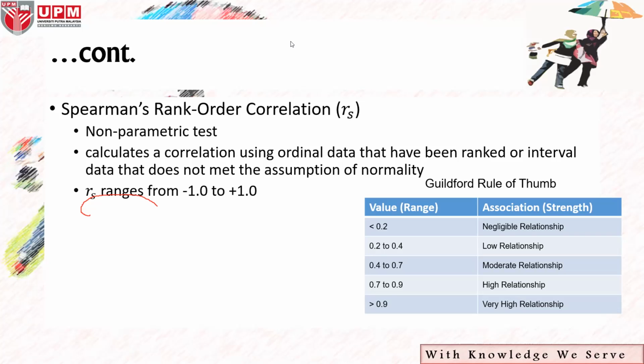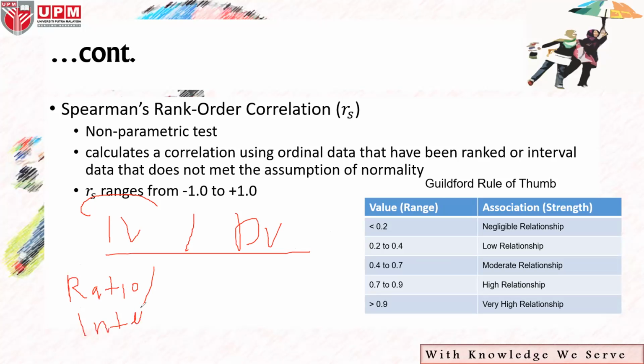Sorry doktor, ulang yang tadi, yang first tadi. Okay. Yang first saya recall balik, yang first kenapa kita pakai. Okay, why we may consider to use the Spearman rank order correlation. There are two situations. The first situation is, if we have IV and DV, the scale of measurement for our IV and DV is ratio or interval. Okay.